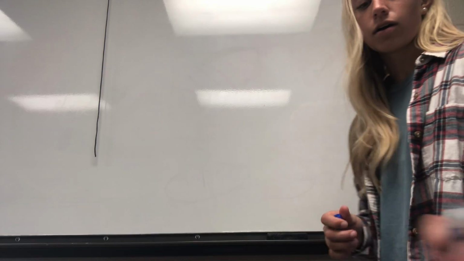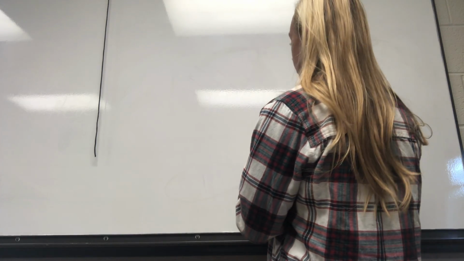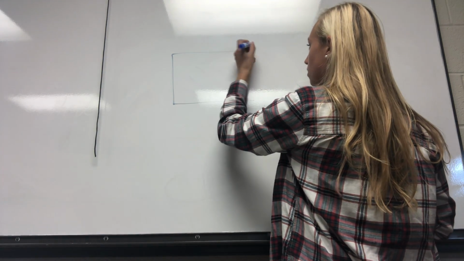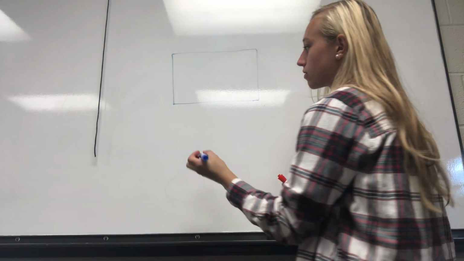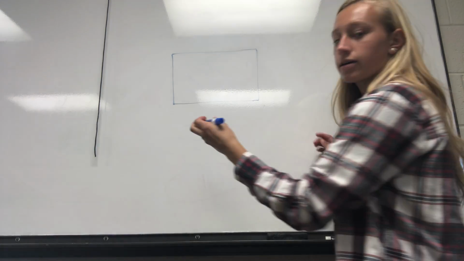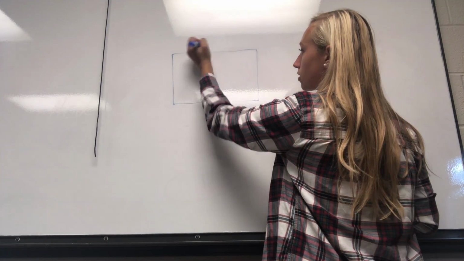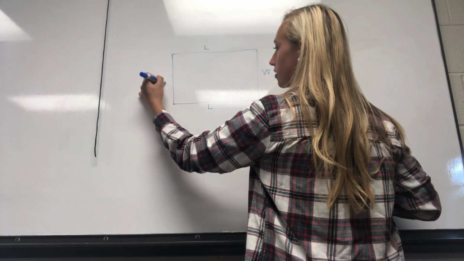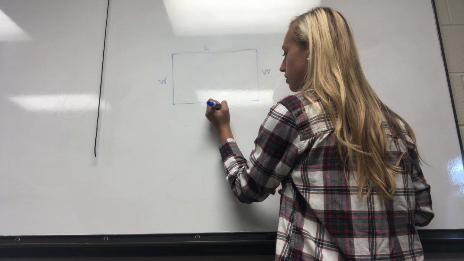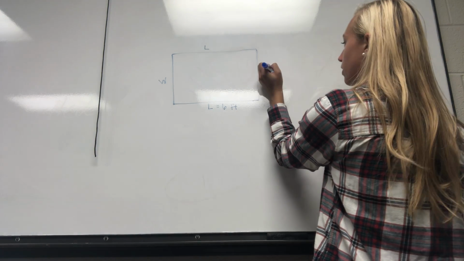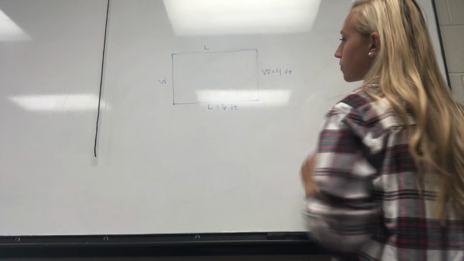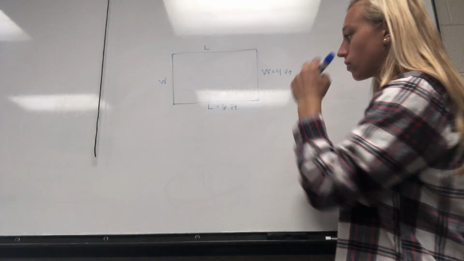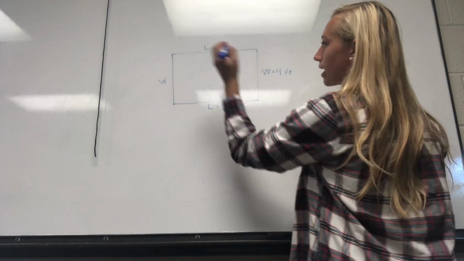So I'm going to draw a rectangle up here on the board. And we're going to give it some dimensions, which the length would be this, and the width is this right here. So our length is going to be 6 feet, and our width will be 4 feet. And whatever line is parallel is going to be the same.